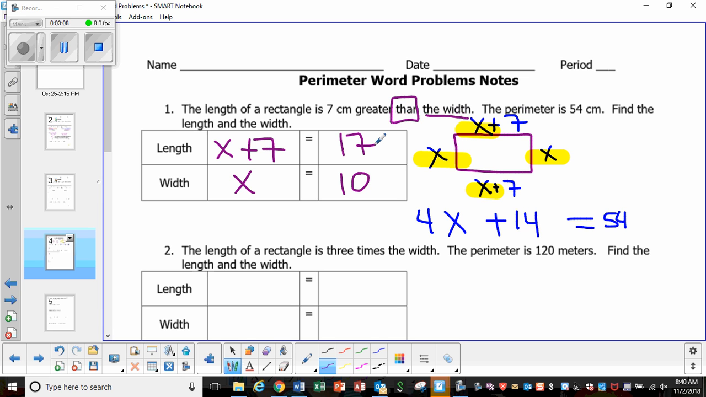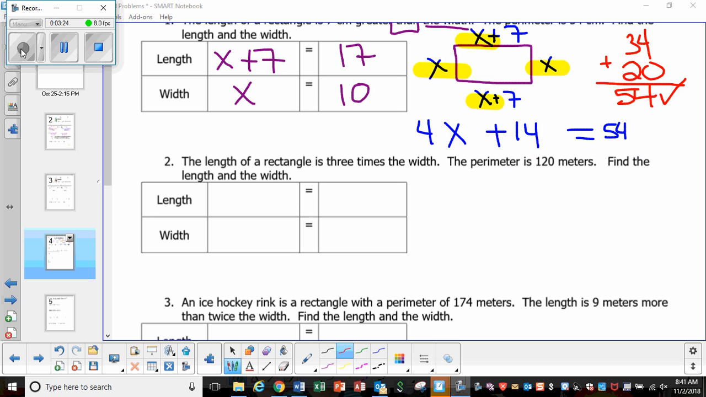Alex? Which is? Yep, so 34 plus 10 times 2, which is 20. Add those up, and what do they give you, Alex? 54, so check. Awesome. So right now, everyone is trying number 2 on their own, and we'll go over that in a few minutes.